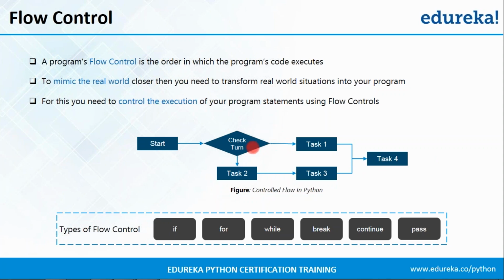You define how your program should move ahead according to a particular condition. If you want to model real life problems, you have to use these kinds of conditions. The types of flow control are if statements, and we'll see how to use them. Then you can use loops like for or while. You can use other statements like break, continue, and pass. We'll be taking a look at all of this one by one.